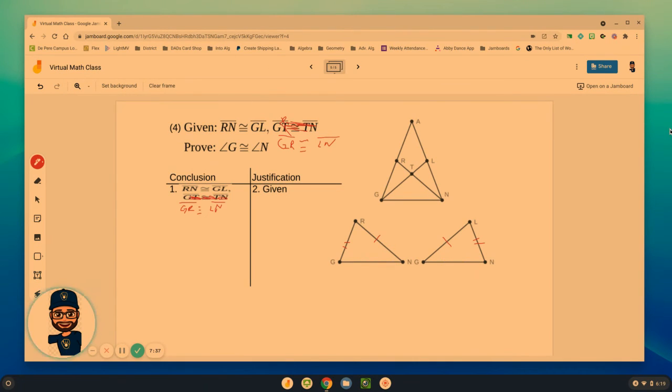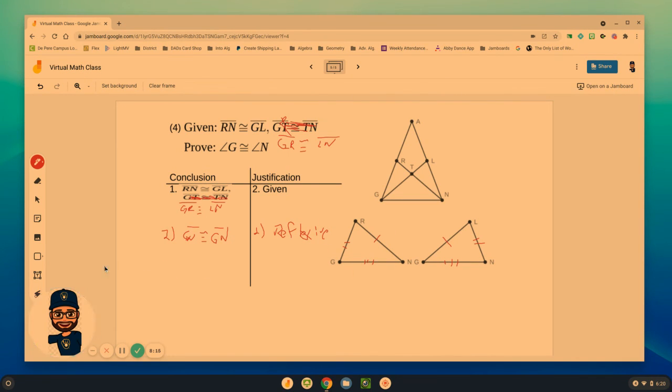So once we have that set up, notice I've got two sides congruent to two sides. Notice both triangles here have GN and GN, so it has to be congruent to itself. That's the overlapping part that both of these triangles do indeed share. So we're going to say that GN is congruent to itself, which is GN. And what is our justification for that? Again, that's the reflexive property. Anytime something is congruent to itself, that's the reflexive property.